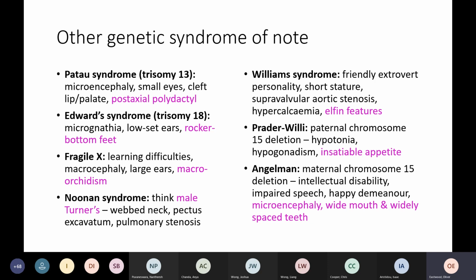And Prader-Willi is really picked out by this insatiable appetite. They'll apparently eat anything that looks edible. If you leave it out, you need to lock up soap in some extreme circumstances.